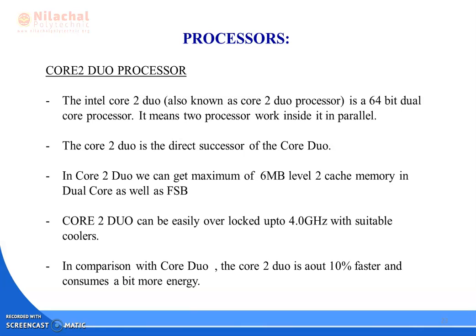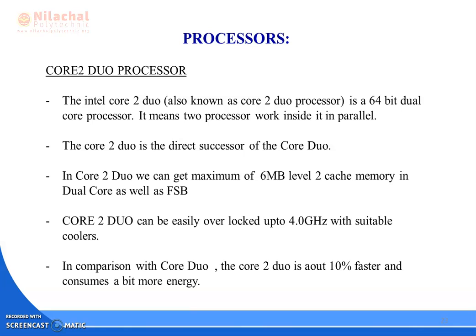Core 2 Duo processor is the second version of our dual core processor. Intel Core 2 Duo processor is also known as Core 2 Duo processor. It is a 64-bit dual core processor. It means it can access about 64 bits of data at a time in parallel, or we can say it can handle 64-bit data packets in parallel at one point of time.